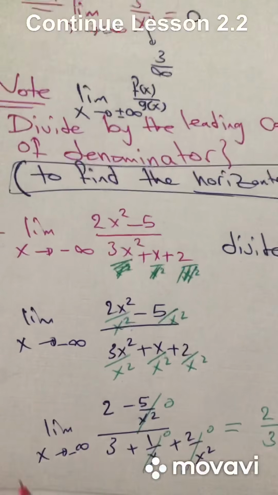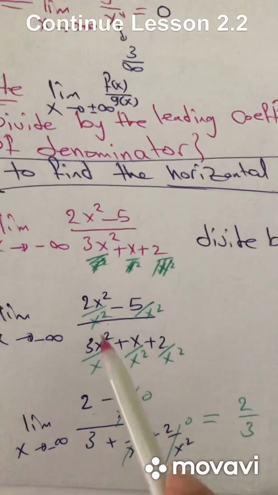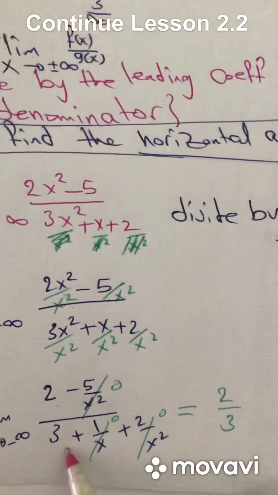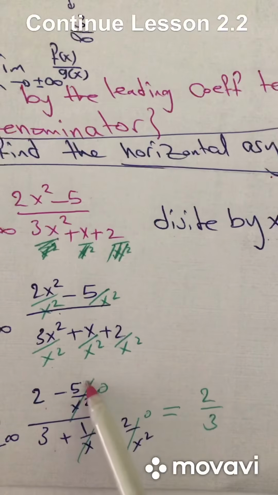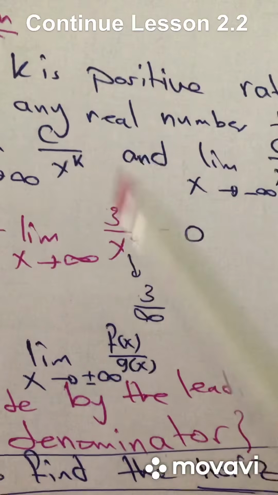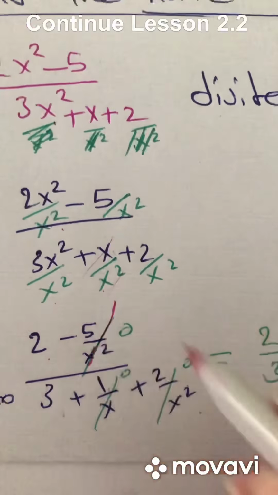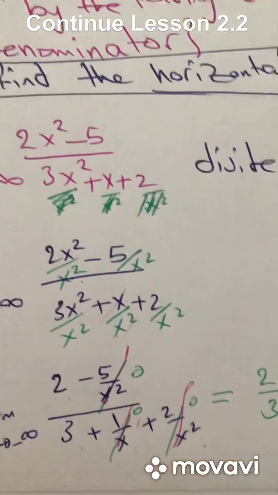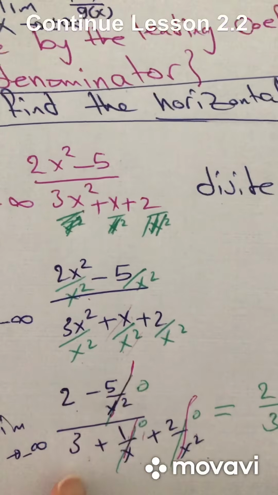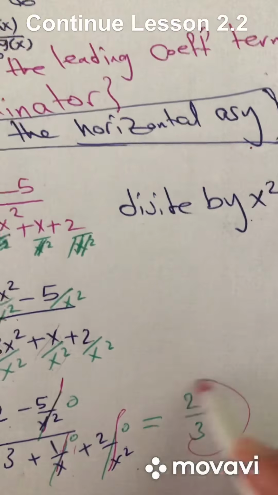Next step, we'll simplify. This one will be a 2. Simplification of this one will be a 3. This one will be 5 over x squared. Now, when I find the limits, what did we say from the beginning? If there's a constant number over x, the answer is 0. So this is 0, this one is 0, this one is 0. So what's left? 2 minus 0 over 3 plus 0 plus 0. So the answer is 2 over 3.